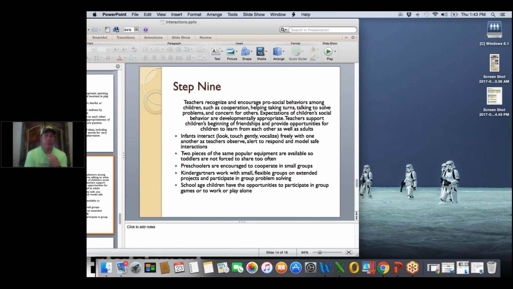Expectations of the children's social behavior are developmentally appropriate. Okay, so always keep that in mind that, sometimes that 2-year-old child is going to act like a 2-year-old. All right, and you cannot expect a 2-year-old child to act like a 7-year-old. All right, so we need to understand that sometimes, and man, we need to really address that one with parents sometimes, don't we?